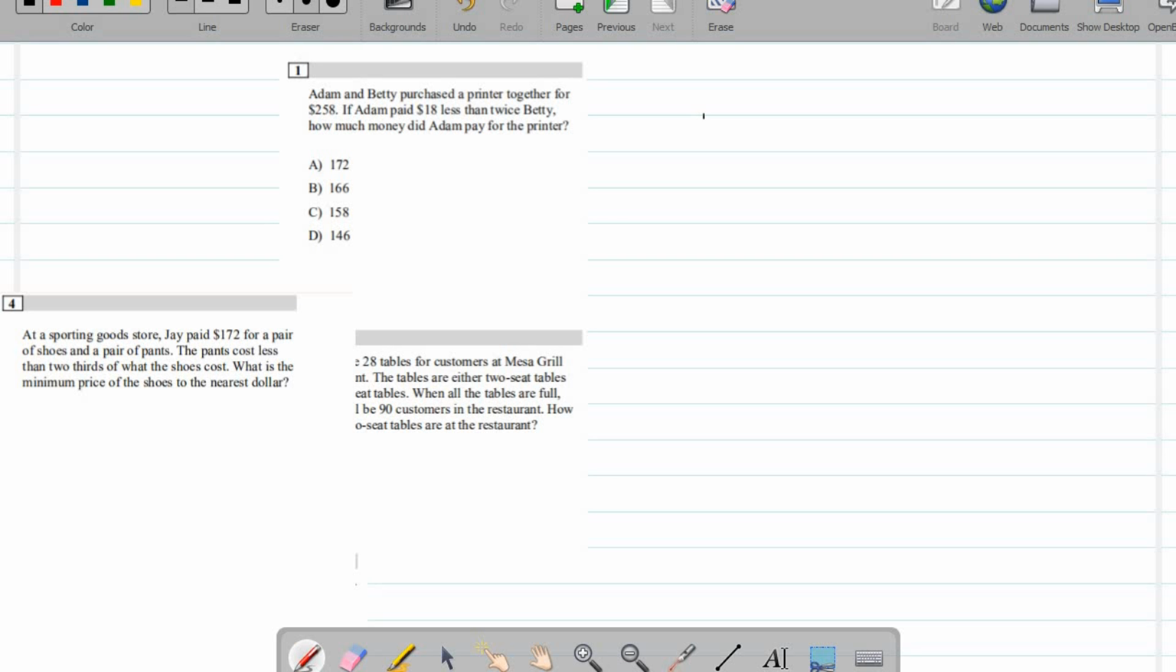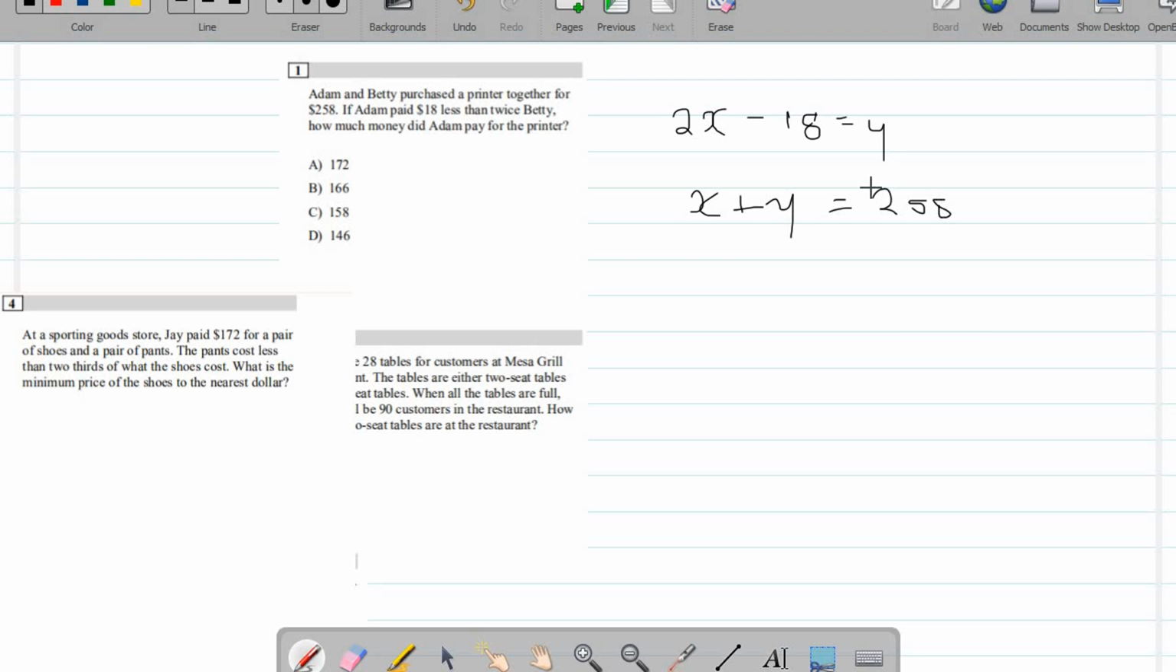So if, let's say, Betty paid X, so what Adam paid is twice X but 18 less than it. Let's call what Adam paid Y. So we're just gonna do, if you add what X plus Y, it will also give you 258 because they paid for it.